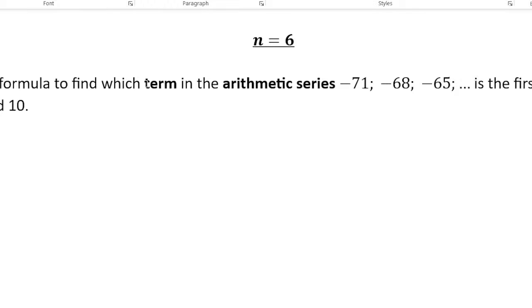So we have negative 71. Now we're going up to negative 68. We're going up to negative 65, going towards the positive direction. So now the question is, which term in this arithmetic series is the first term to exceed, in other words, is the first term to be over 10, to exceed 10. All right.